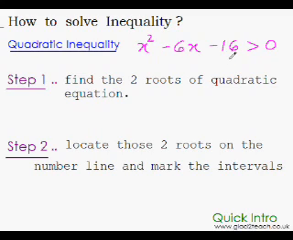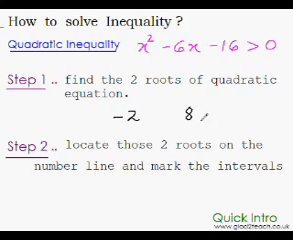Two factors of 16 whose sum or difference is 6 would be 2 and 8. Adjusting the signs, it would be 2 and minus 8. So the roots would be minus 2 and 8. See, I could do it mentally using the EasyCal trick. Minus 2 and 8 would be the two roots of this quadratic equation. Now we are already done with the first step. Now come to step number 2.